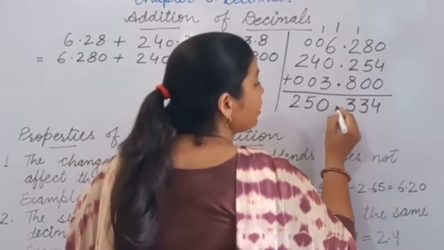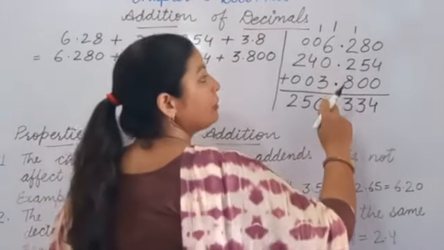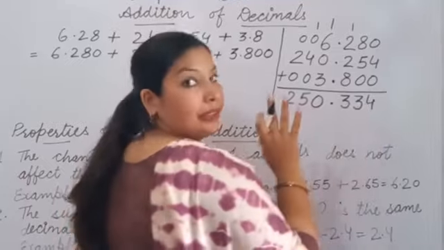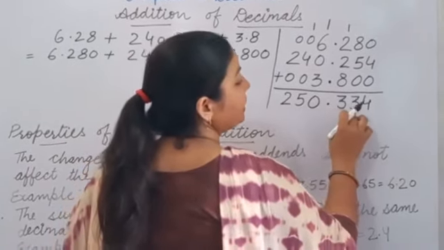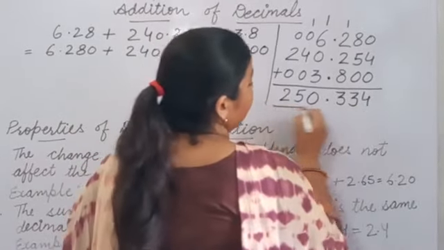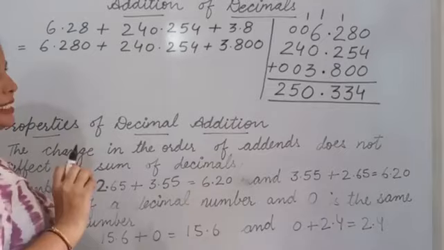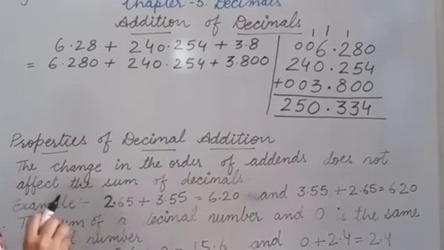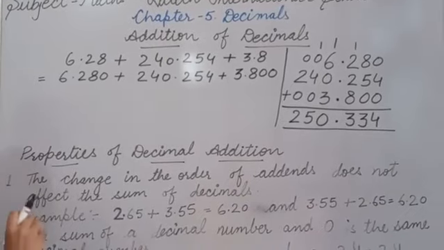So in the answer also here we will use decimal. The decimal will stay up and down, exactly in the same line. Okay, so now it has become 250.334. That's your answer. So like this you will do addition of decimals. Okay, now some properties of decimal addition. So we will see there.